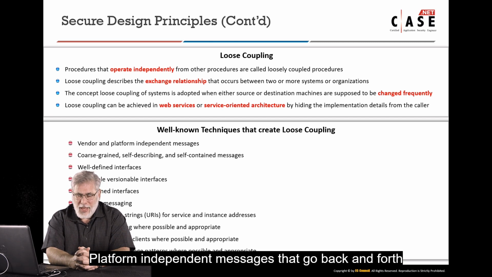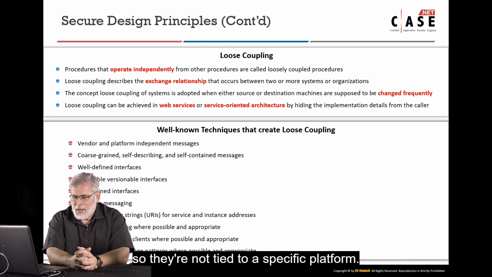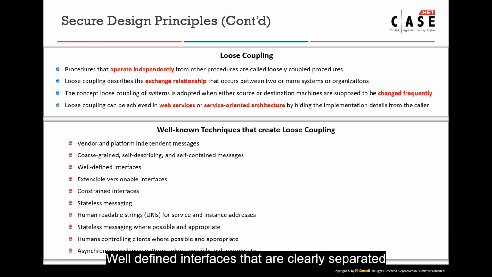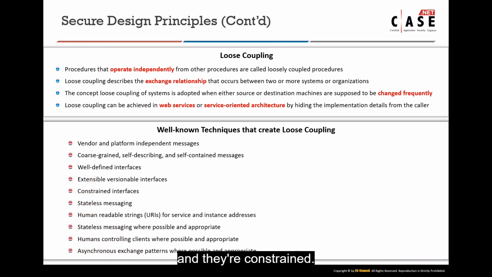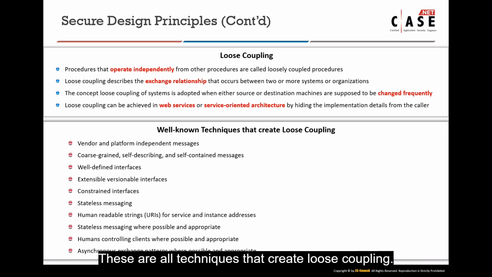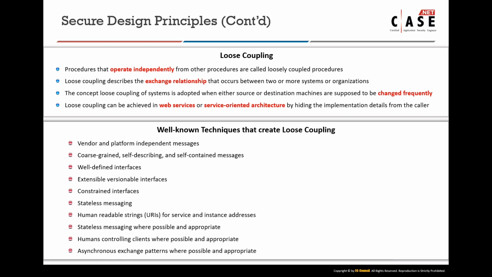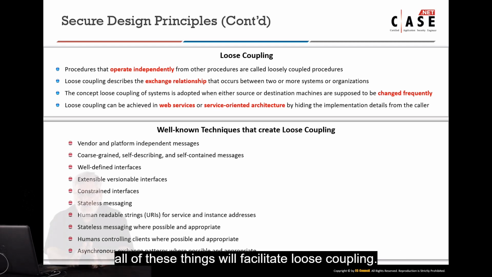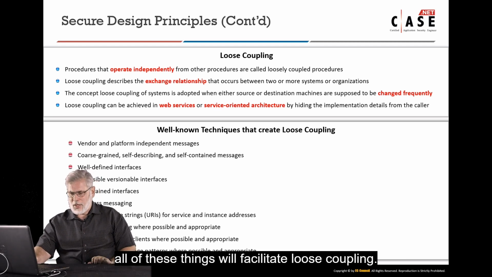Platform-independent messages that go back and forth, so they're not tied to a specific platform. Well-defined interfaces that are clearly separated and they're constrained. Messages that don't depend on stateless messaging. These are all techniques that create loose coupling. Human-readable strings for service and instance addresses so someone can see where that service came from. Any of these things, asynchronous exchange patterns, all of these things will facilitate loose coupling.